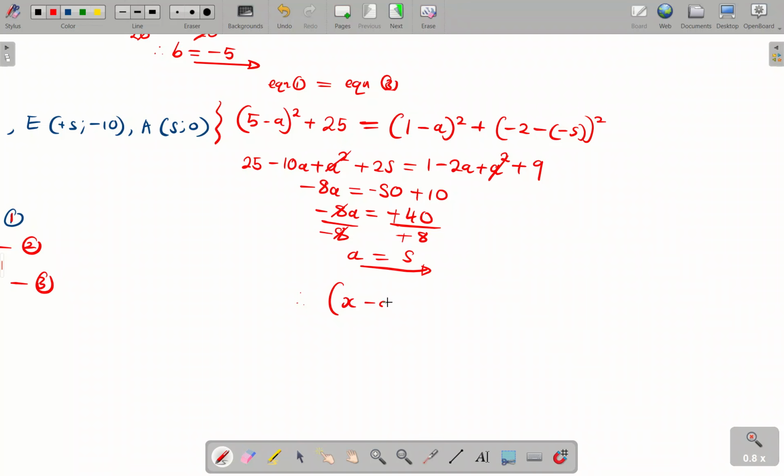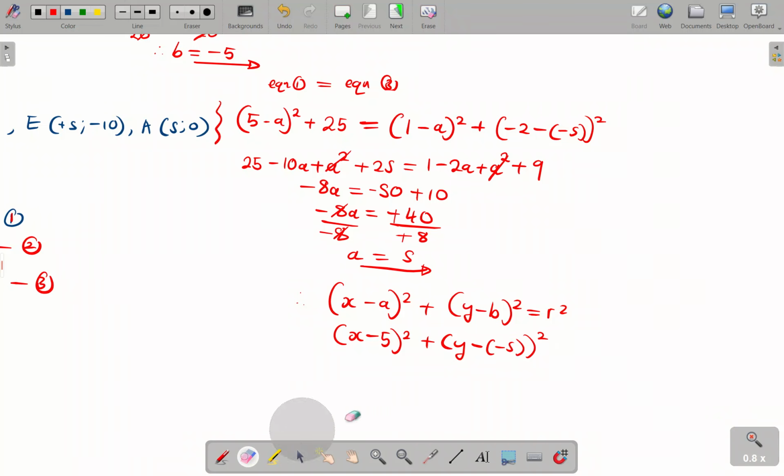x minus a squared plus y minus b squared, which is equal to r squared. So now you have the a. The a is 5, so place it there and then squared, plus the y minus negative 5 squared. This will give you positive, so let me just write positive 5. So it is y plus 5, then squared is equal to r squared.